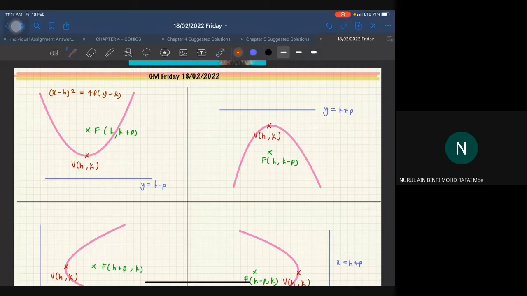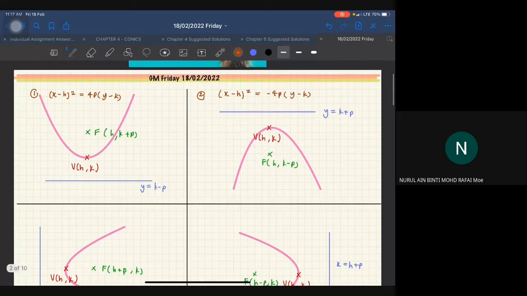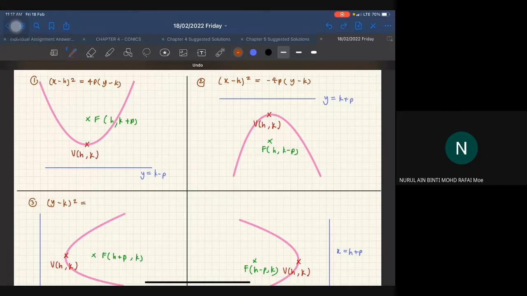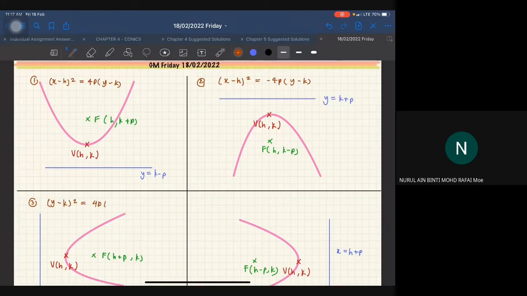Alright, and then second, awak ada sama juga x dia, x minus h square. Okay, so yang beza sekarang dia adalah negative 4p and then you have y minus k. Okay, so untuk yang ketiga, so kalau yang ini dia terbalik lah. Sekarang ni dia bukan ke atas ataupun ke bawah. So y dia yang akan square. So you have y minus k square equal to 4p, x minus h. Macam tu.